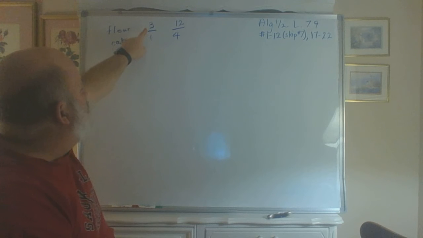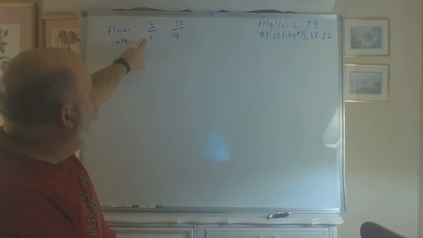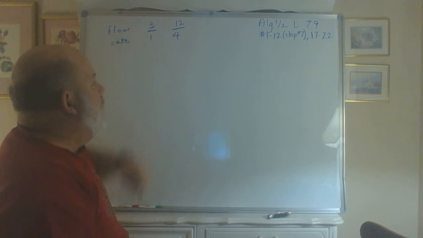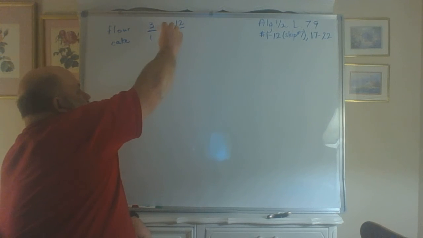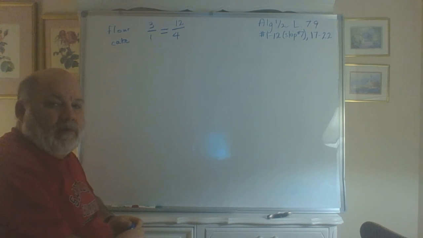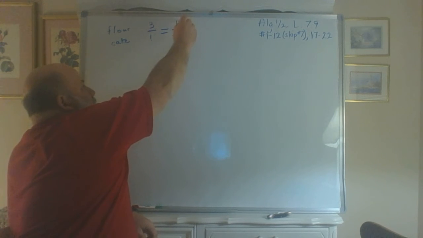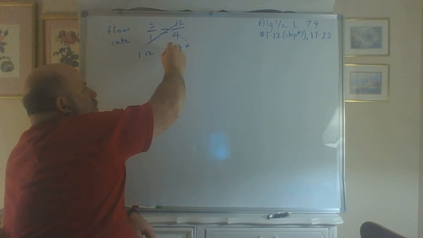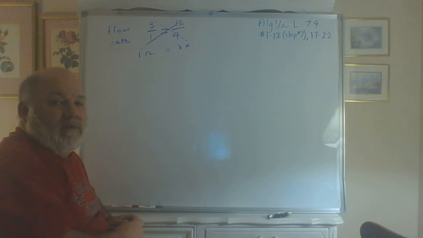3 cups of flour will give me 1 cake. 12 cups of flour will give me 4 cakes. And these are equal fractions, meaning you can cross multiply and they will equal the same thing. 1 times 12 equals 3 times 4. And that's important because if we know that, they can ask us a question and we can go find out what they want.